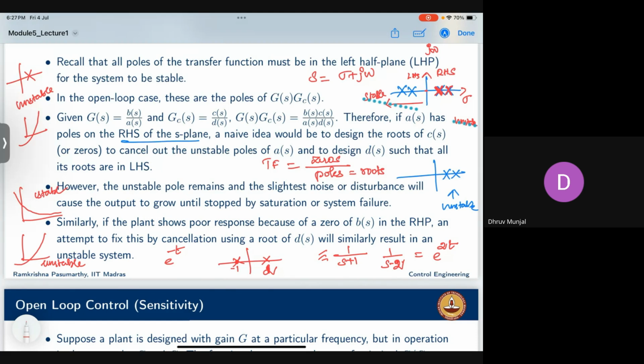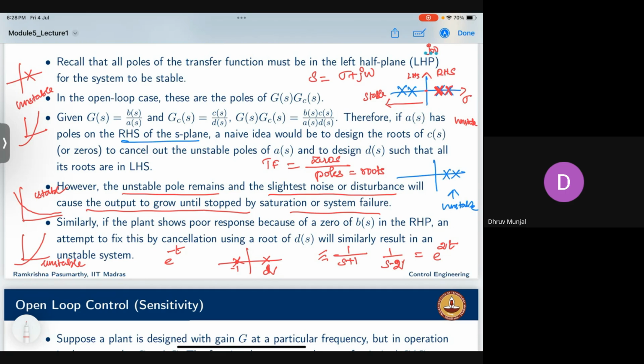So if I give a disturbance to the system, it is not going to enhance the behavior. It further pushes the system towards the unstable region only. So it will increase the exponential characteristics. That's what I have explained. However, the unstable poles remain, and the slightest noise or disturbance will cause the output to grow until stopped by saturation or system failure. So until it reaches failure or shutdown or any fatal output, it is going to give an unstable behavior only. The disturbance is not going to enhance the system when the system is inherently unstable.